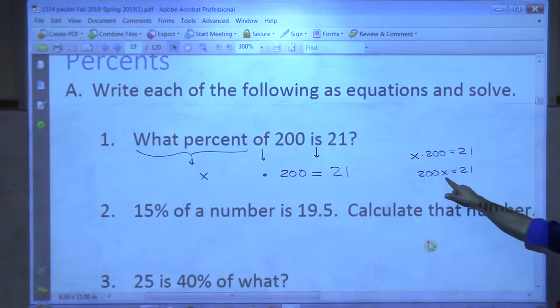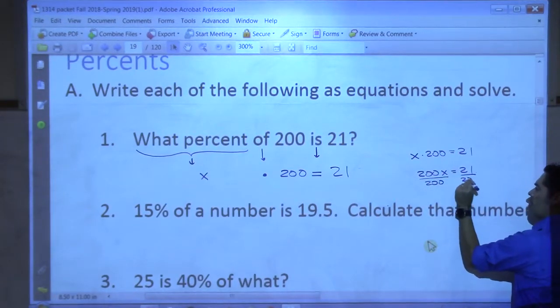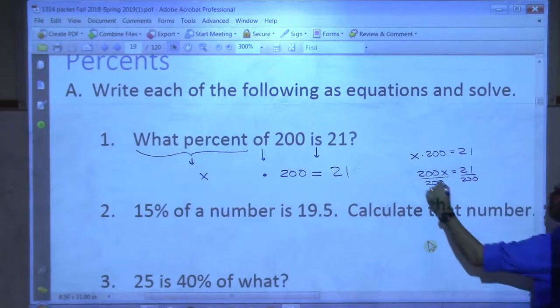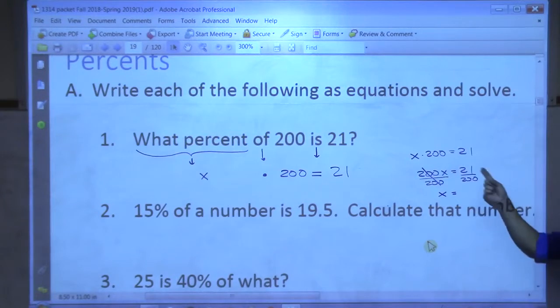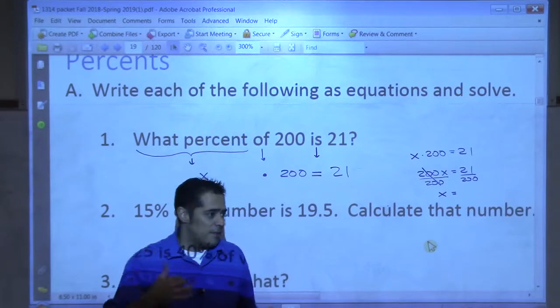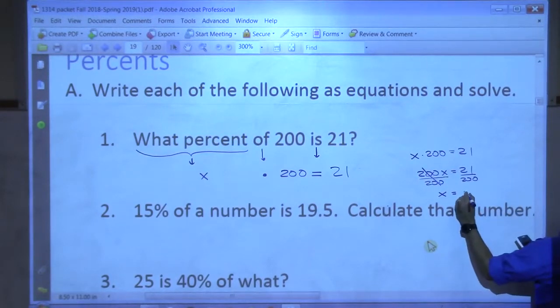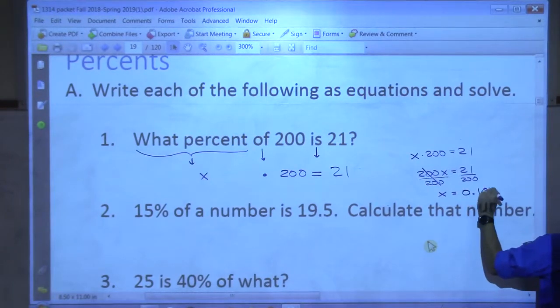If I'm asking you to get X by itself, what would you have to do? Divide by 200 on both sides. Good, right? Cancel this out. You have X here on the left, and then on the right side, because we're in the percentages section, we're not going to leave our answer as a fraction. We're going to go to our calculator and do 21 divided by 200. And I'm going to get 0.105.